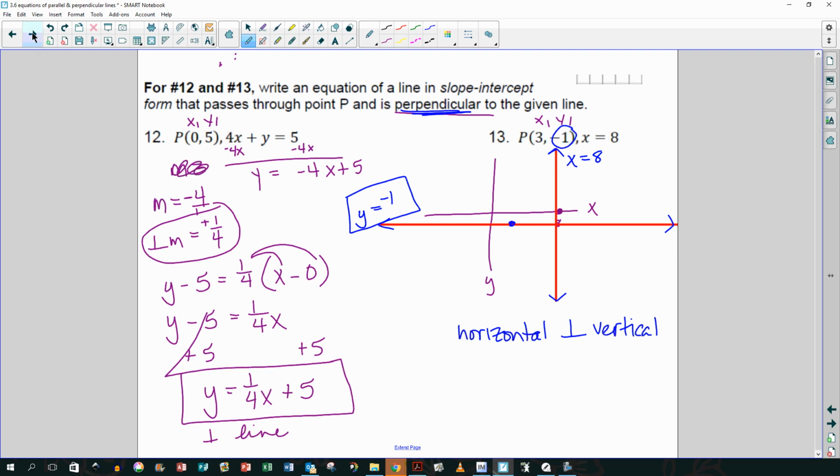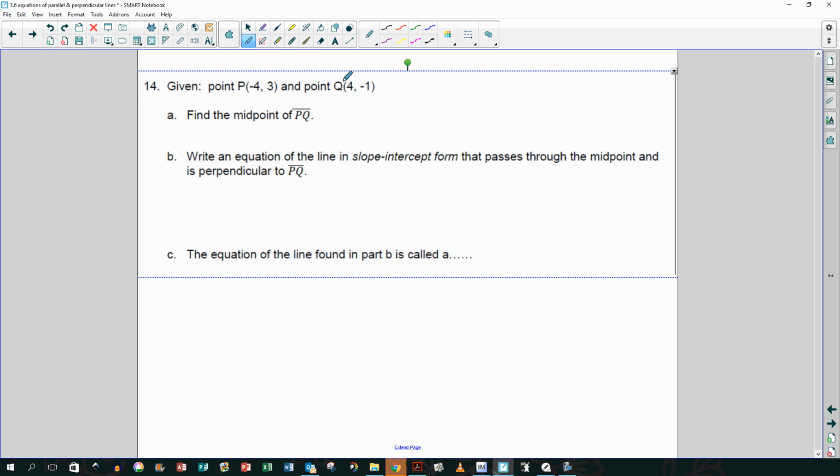All right, last part. It says given point -4, 3, and 4, -1. Find the midpoint. Well, remember midpoint, add your x's, -4 plus 4, and divide by 2. Then add your y's, 3 plus -1, divide by 2. So -4 plus 4 is 0. So that's 0 over 2. 3 plus -1 is 2 over 2. So my midpoint is 0, 1.